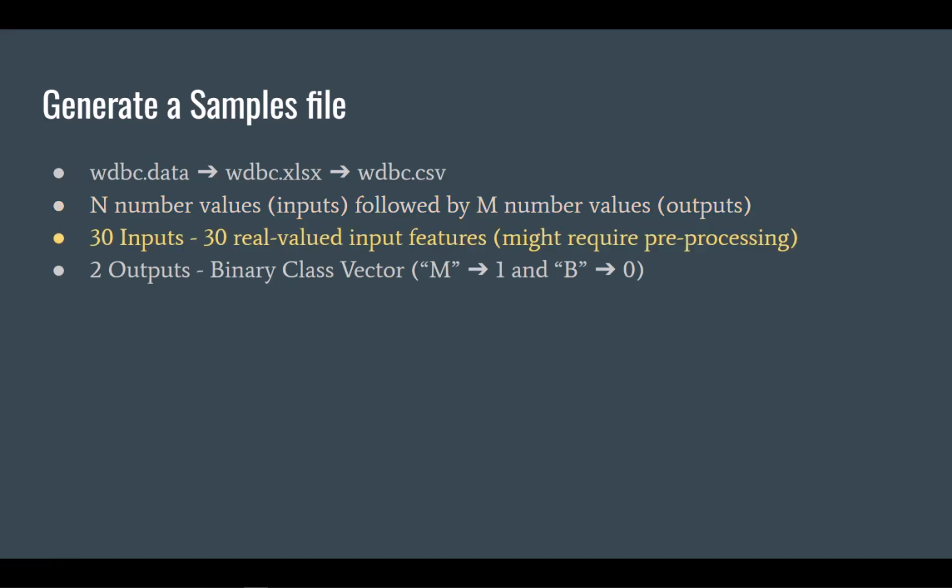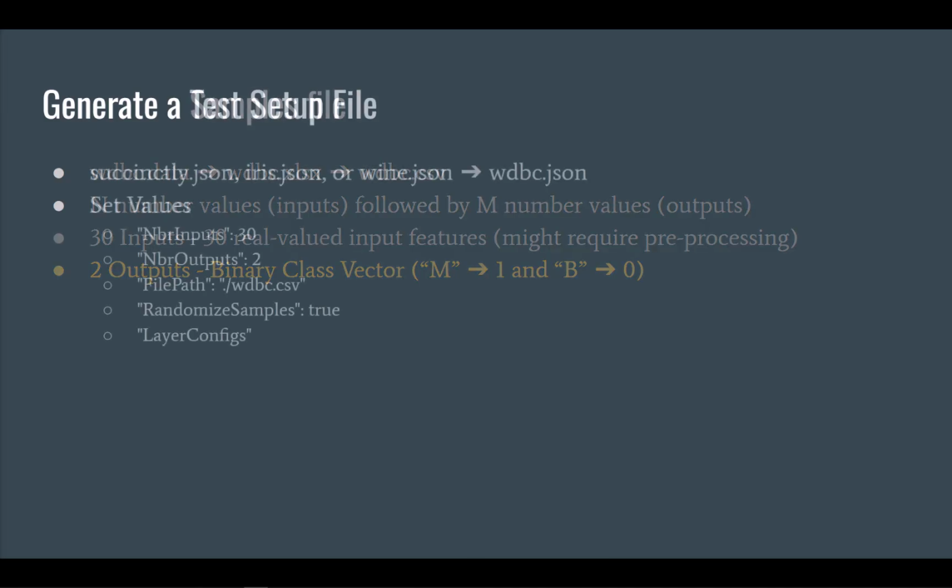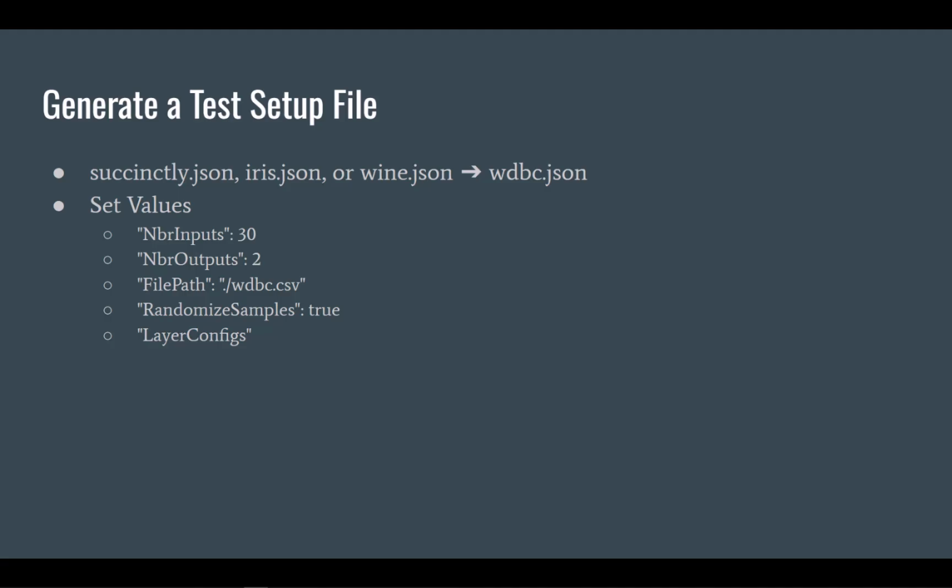Therefore, each row or record of the resulting samples file will first consist of 30 inputs, which are the 30 real-valued input features, possibly pre-processed to normalize their order of magnitude, followed by two number values, which are the outputs represented as a binary class vector. Nominally, I recommend using the value 1 for the class label M and the value 0 for the class label B.